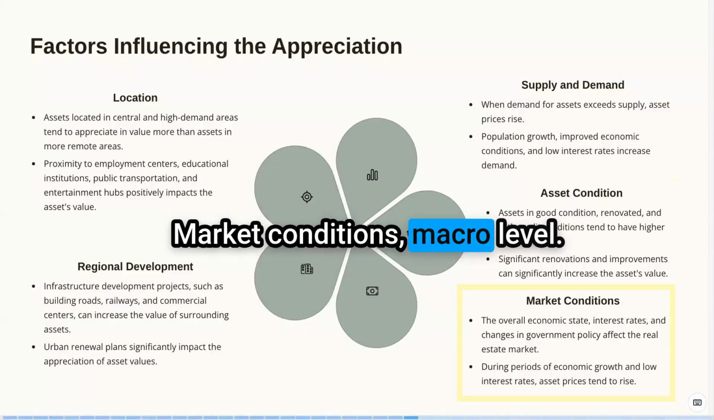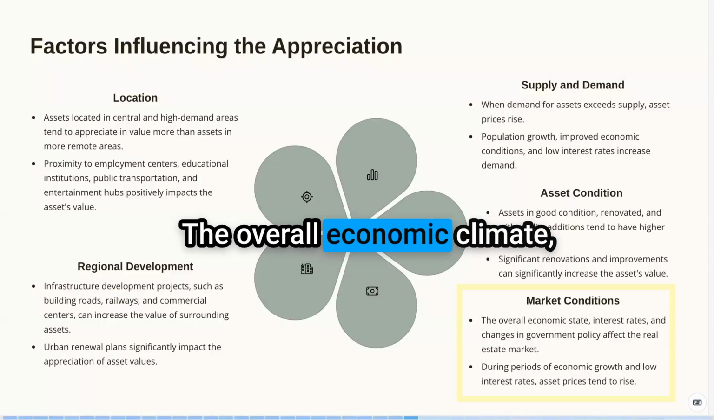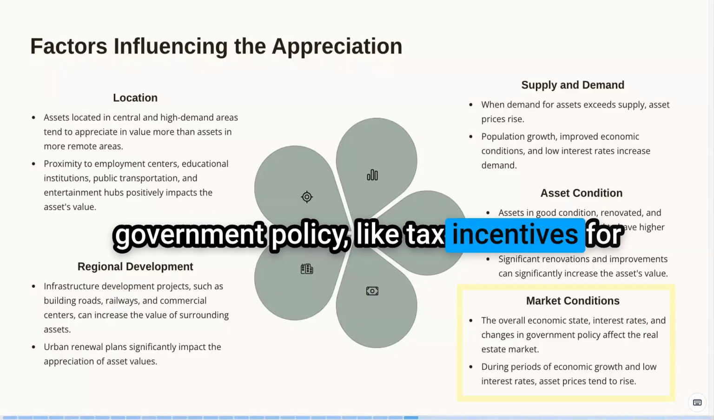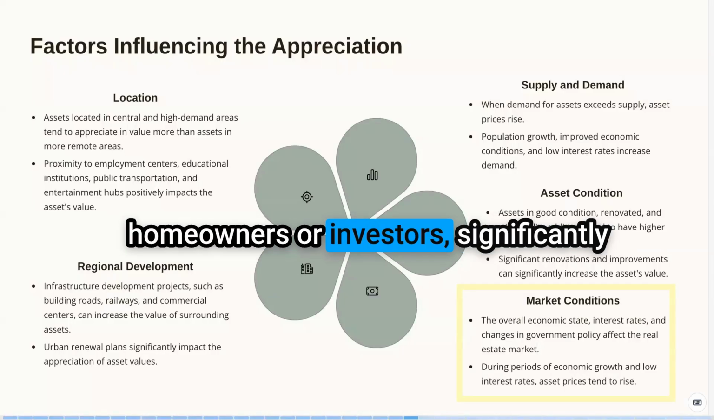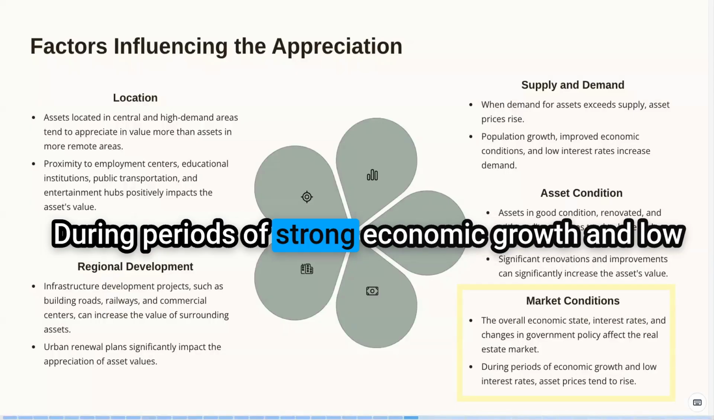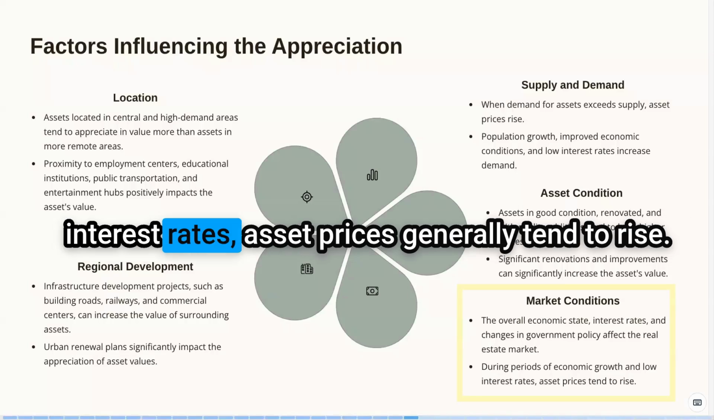Market conditions, macro level. The overall economic climate, prevailing interest rates, and changes in government policy, like tax incentives for homeowners or investors, significantly affect the real estate market as a whole. During periods of strong economic growth and low interest rates, asset prices generally tend to rise.